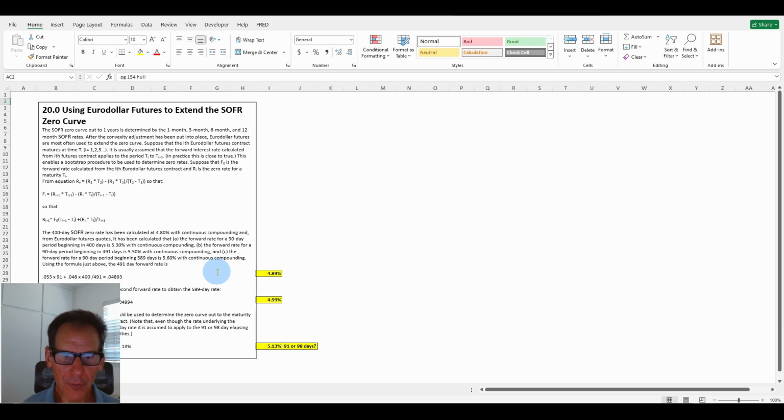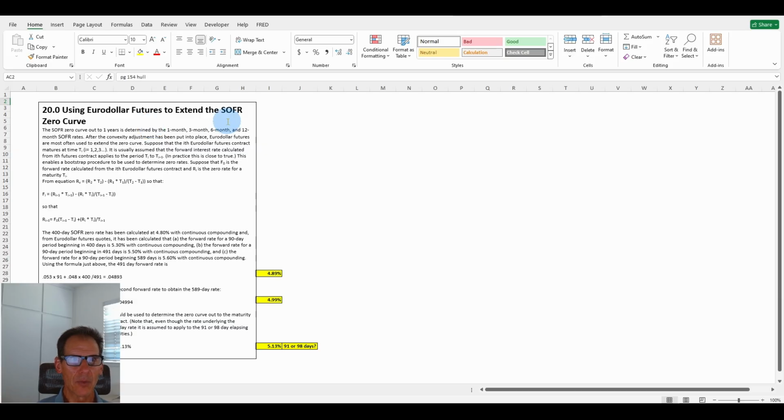Brad Williams, Frugal Finance. As I mentioned, we're stepping into more complexity. That's finance. So now we went from beginner, say we're probably in the third inning of 9. So just be patient. Using the Eurodollar futures to extend the SOFR zero curve.